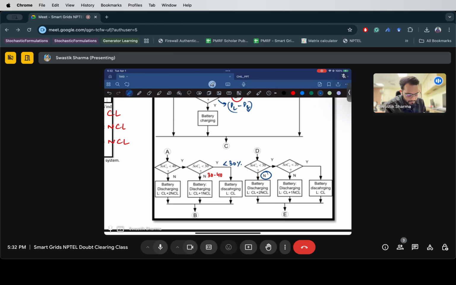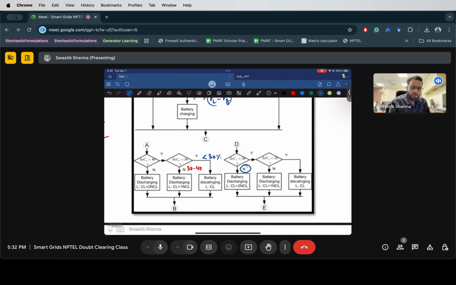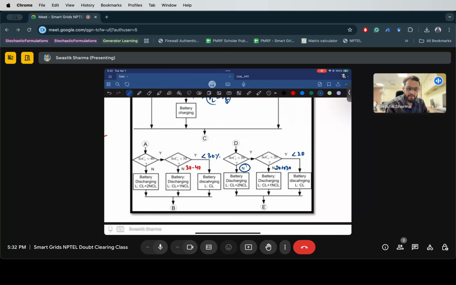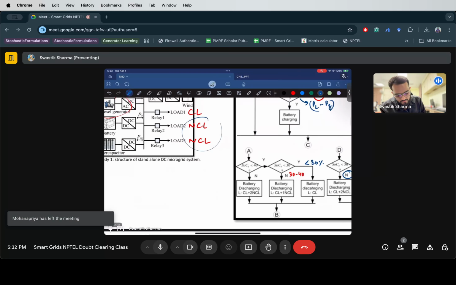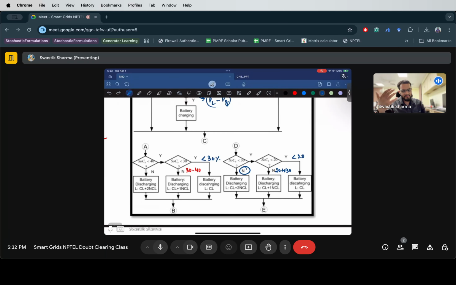If it is not less than 30%, we meet the whole load. We supply all the critical load as well as the non-critical load. As soon as the battery's SOC goes below 30%, we check if it is less than 20% or not. So this is 20 to 30 and this is less than 20, right? If it is between 20 and 30, we shed one non-critical load and we supply power to the critical and a non-critical load. So we have two non-critical loads and we choose to supply power to one. As soon as the battery's SOC becomes less than 20, we shed all the non-critical load and provide power only to the critical loads. And the cycle continues.